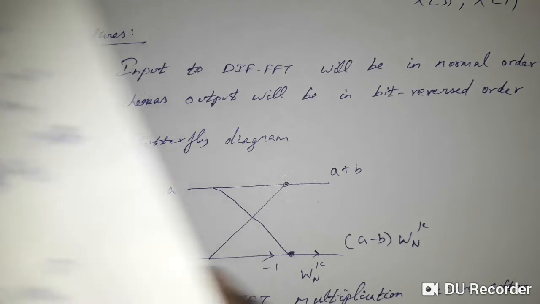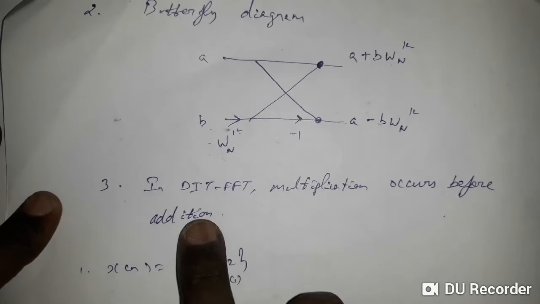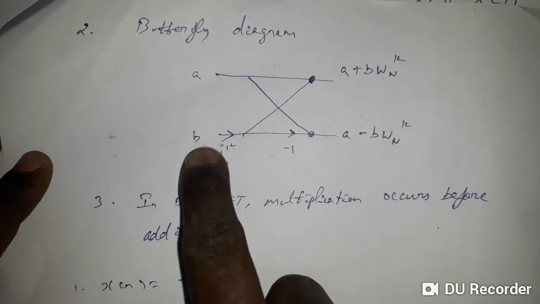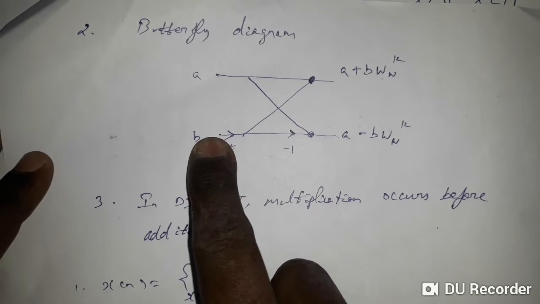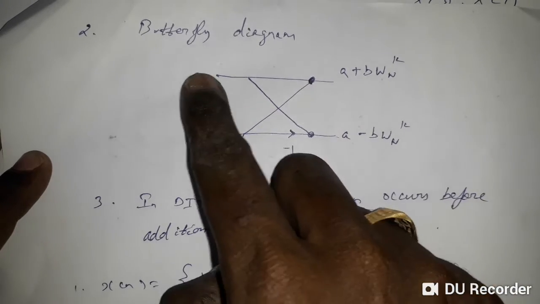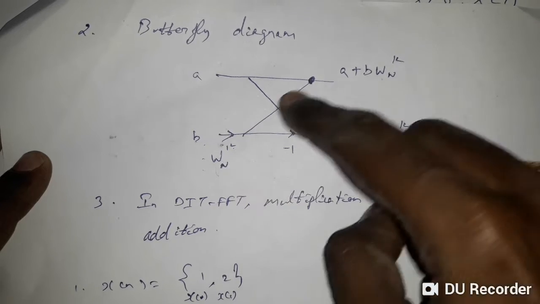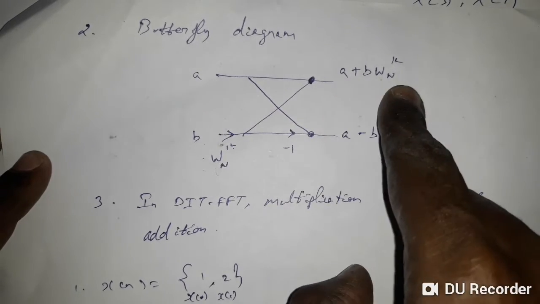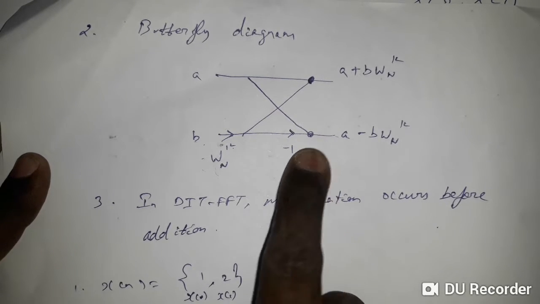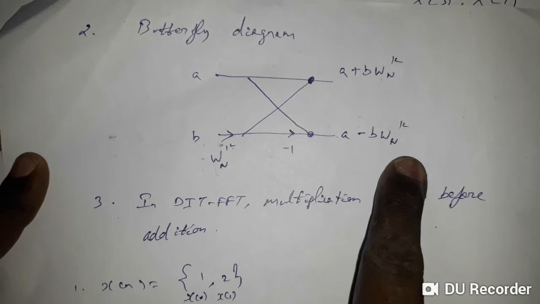And coming to the butterfly diagram, this is the butterfly diagram for DIT FFT. So the multiplier, that is the twiddle factor, will come before the addition. The dots represent addition. So here it will be a plus b into W_N power k. b into W_N power k will come here, so a plus that value. Similarly, below, a plus, the dot represents plus, but here b into W_N power k into minus 1, hence it becomes minus W_N power k.